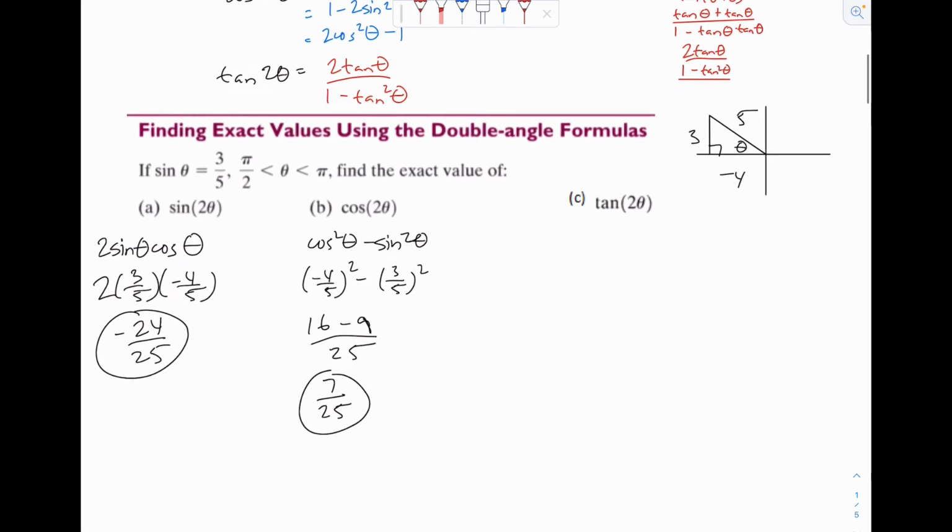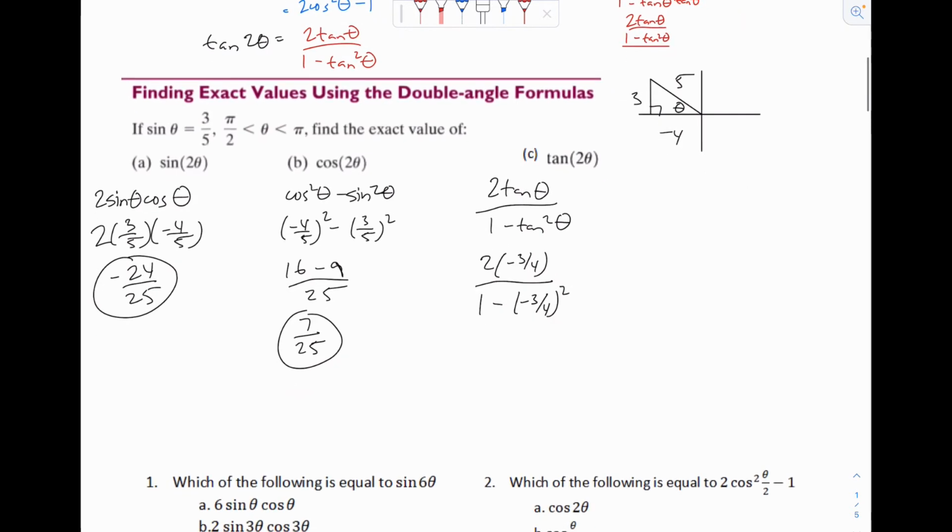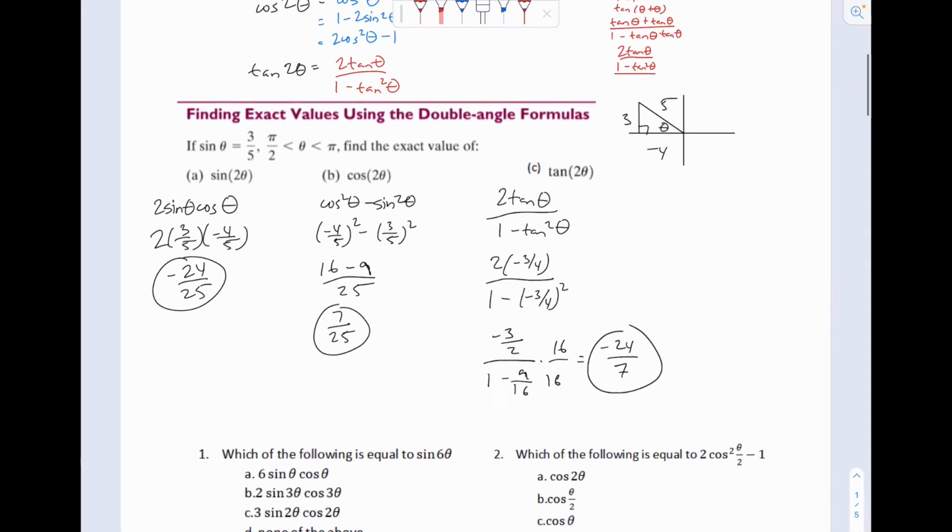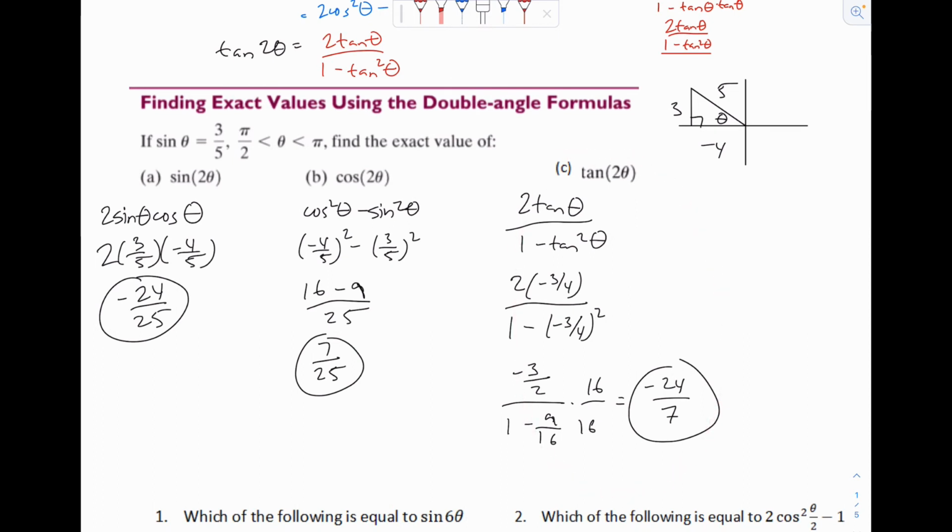And this last one, 2 tan theta over 1 minus tan squared theta. So that's 2 times negative 3 over 4, all divided by 1 minus negative 3 over 4 squared. So this would be negative 3 over 2 over 1 minus 9 over 16. Let's multiply by 16 over 16. That's negative 24 over 7.